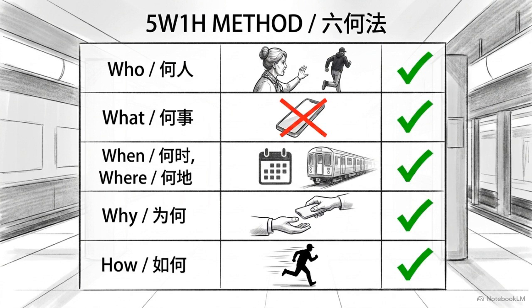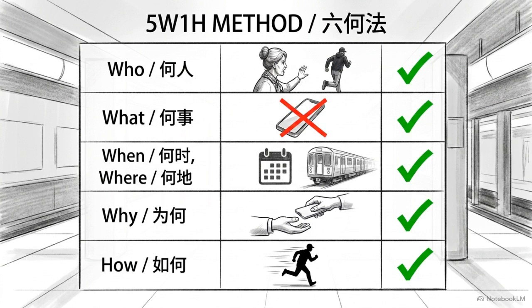Moving into the body paragraphs, we map out the core event using the 5W1H checklist. This ensures the mechanics of your plot are completely unambiguous. We sprint through the inputs. Who is involved? Mom and a strange man. What happened? Her phone was stolen. When and where? Saturday morning at the subway station.